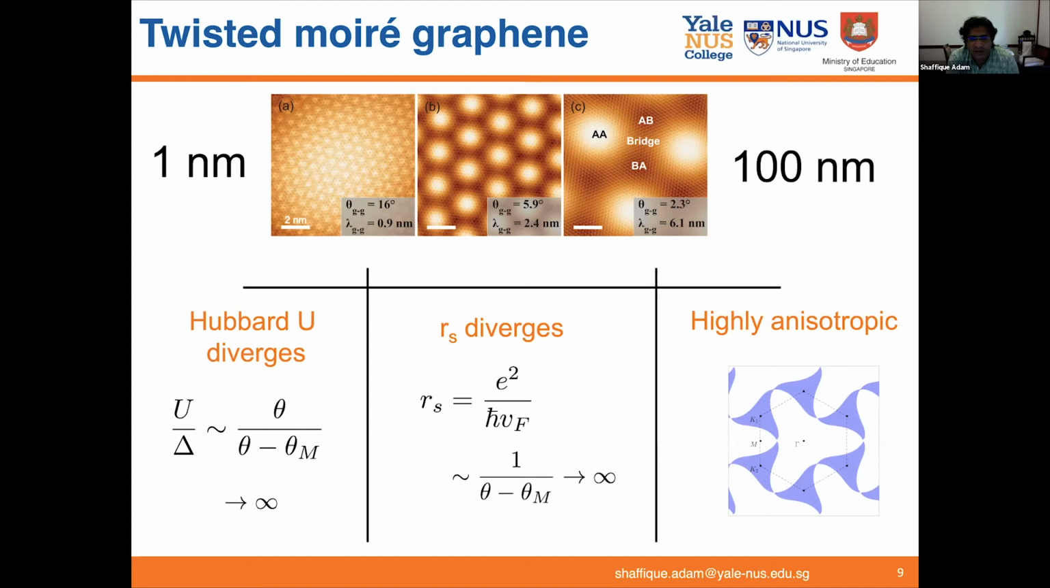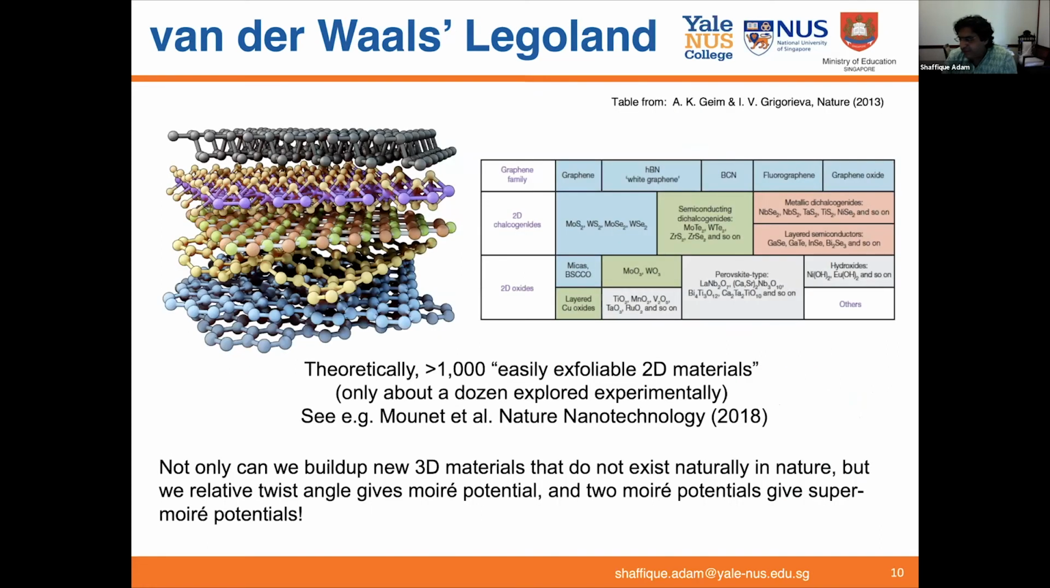And I talked earlier about the Coulomb interaction. One can show that the Hubbard U diverges in the system, the long-range tail diverges, and something that'll become important for the rest of my talk, the Fermi surfaces become highly anisotropic. So this is an interesting system with lots of rich physics, and one that I'll talk about later in the talk.